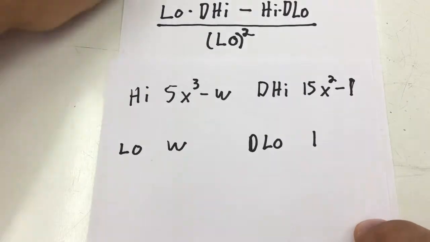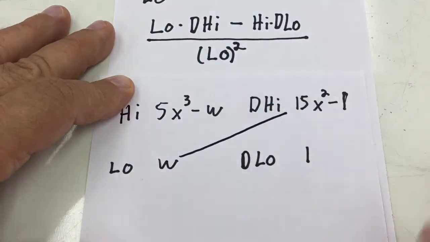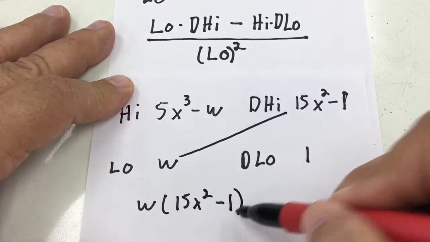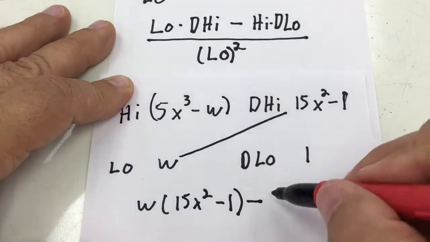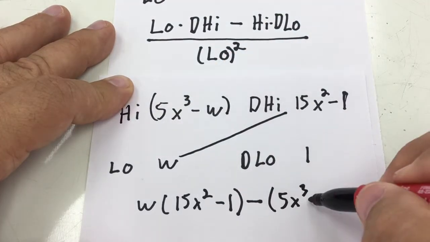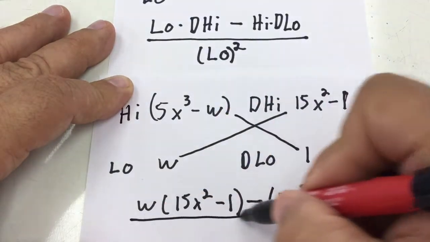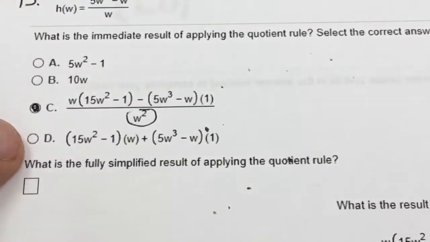So I'm going to use the quotient rule. The low value, low times the derivative of the high value. So low d high, that's going to give me w times 15x squared minus 1, minus high d low. That's going to give me 5x cubed minus w times 1. I draw a line and I square the low over w squared. Now that matches up with choice C.